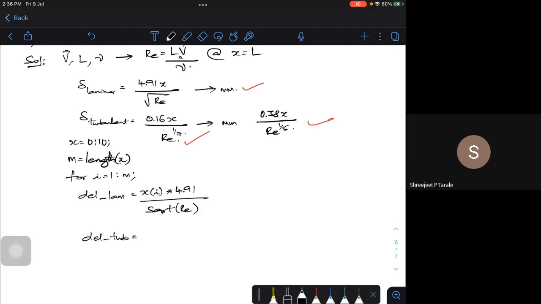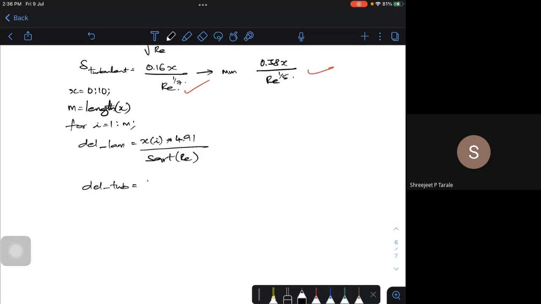Either delta is equal to 4.9x by square root of RE, which is what you are going to get, or you may be deriving it based on the profiles, whether it is a quadratic profile or a cubic profile, whatever it may be. So you have to get delta. The only thing is it depends on whether it is delta turbulent or laminar. If I use delta turbulent, this will be x of i into 0.16 divided by RE to the power of 1 by 7. So I can use delta turbulent and delta laminar.